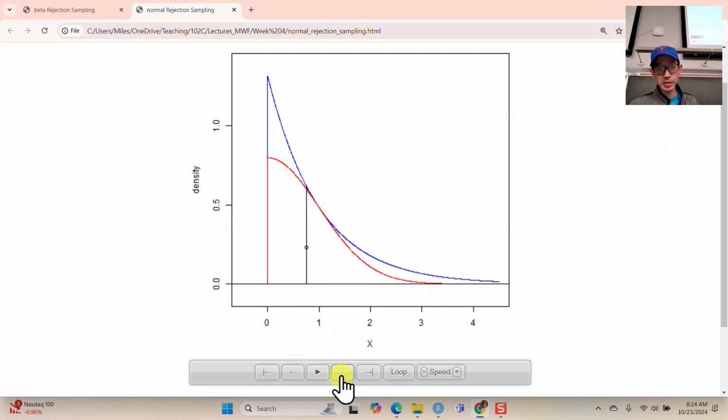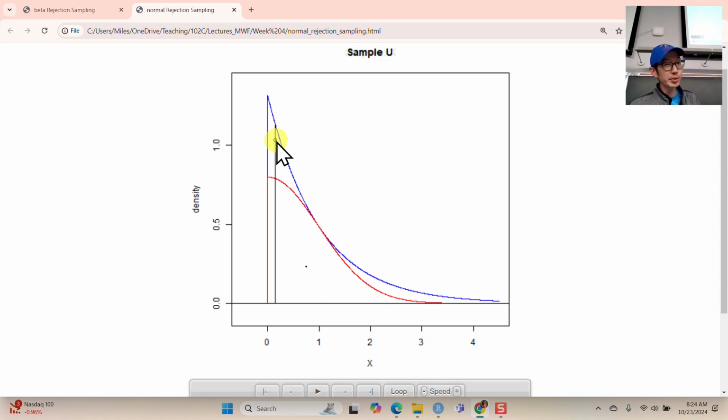So this value gets accepted. I'm going to propose a new value. Again, the exponential proposes values closer to 0 quite frequently. I don't know what the acceptance ratio is there. But here, the random U that it generates is 0.9 something, close to the blue line, so it gets rejected.